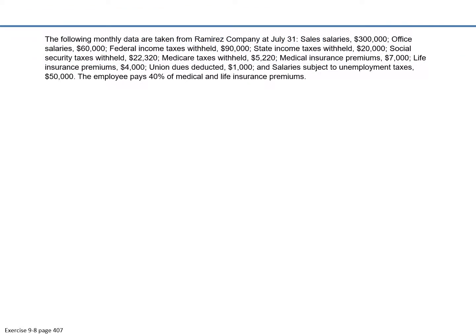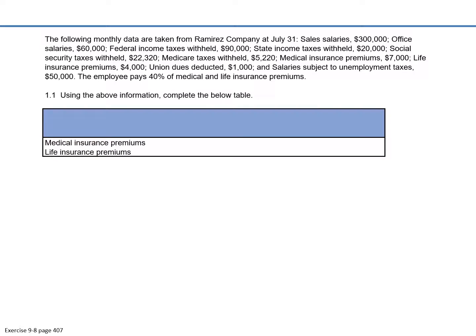Exercise 9-8. So the following data is taken from Ramirez Company, and they want us to complete the table below. So total medical insurance premiums are $7,000. The employee percentage of that is 40%. They tell us that right here.